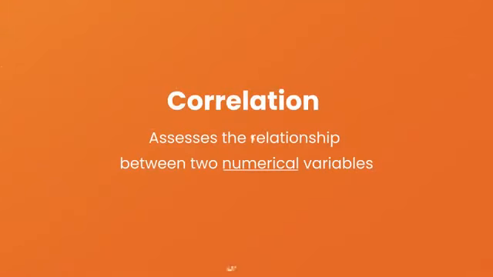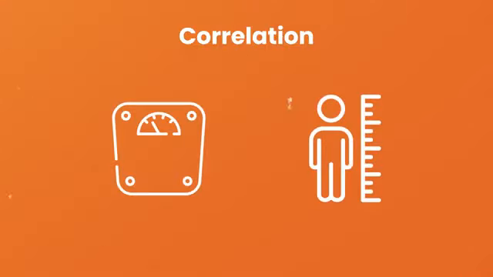Correlation analysis looks at the relationship between two numerical variables, for example, someone's height or weight, to assess whether they move together in some way. In other words, whether an increase in the value of one variable is likely to be accompanied by an increase or a decrease in the value of another variable. In statistics speak, correlation assesses whether there's a statistically significant relationship between two numerical variables.